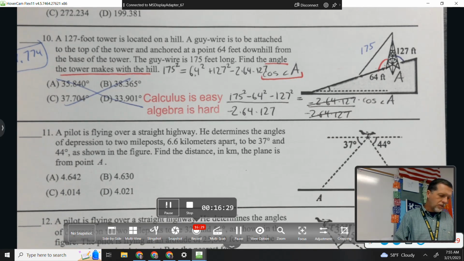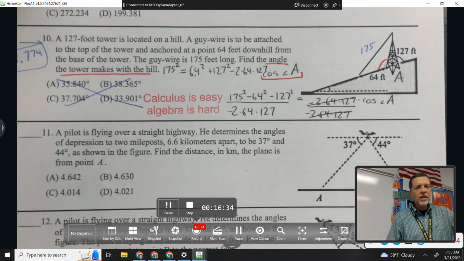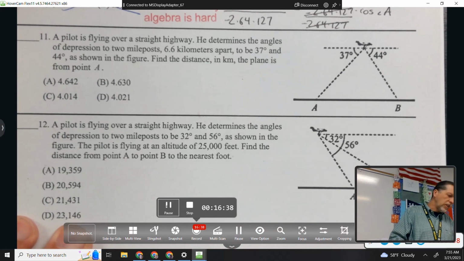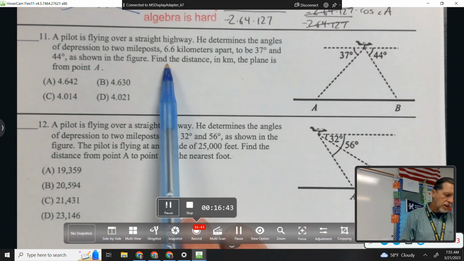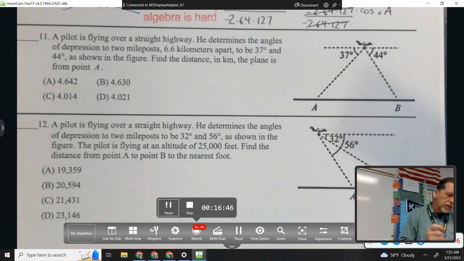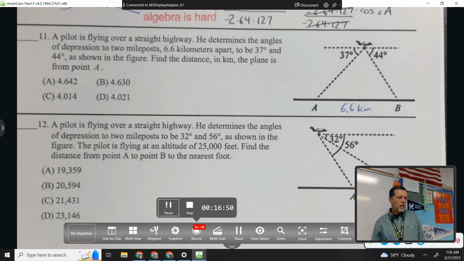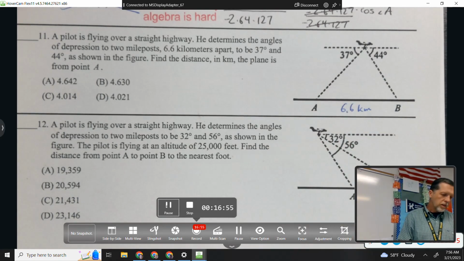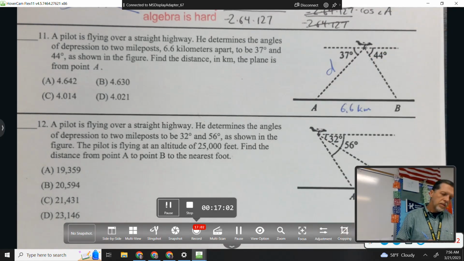Let's do 11, because there's some geometry in there. Geometry experts here. A pilot is flying over a straight highway. He determined the angle of depression to 2 mileposts, 6.6 kilometers apart. Oh, so that's 6.6 kilometers from A to B. One of them's 37 degrees. One of them's 44. Find the distance the plane is from point A. So we want that distance.